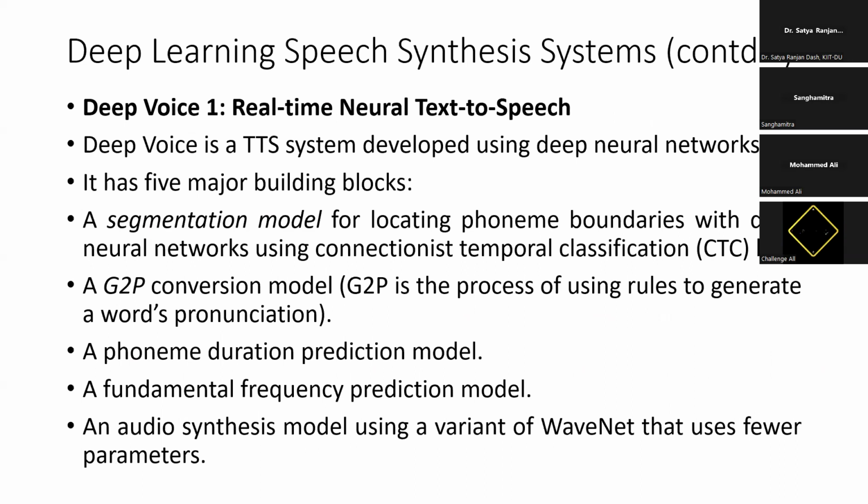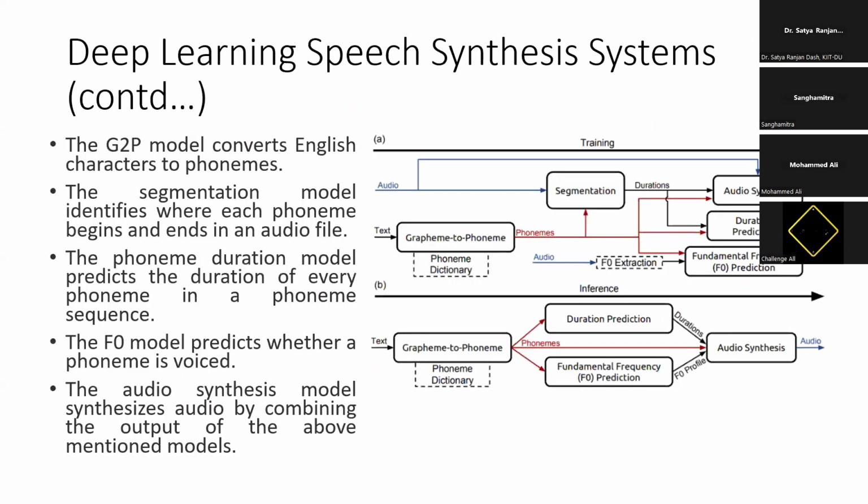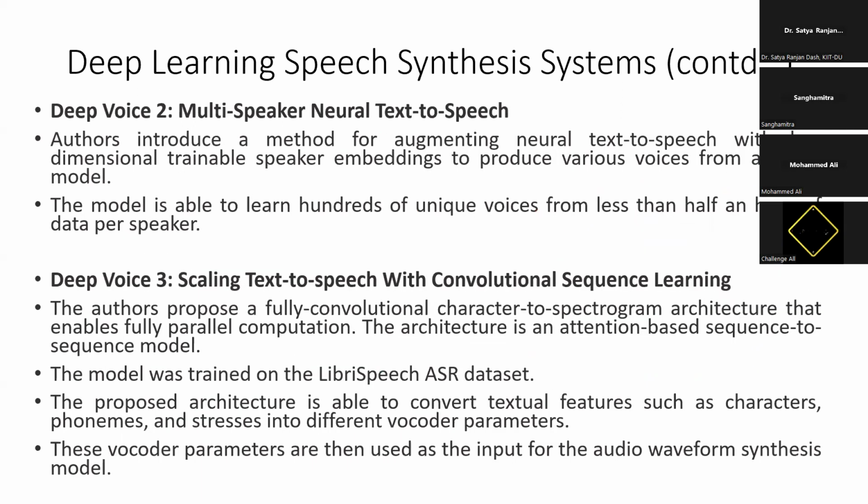Then we have Deep Voice 1, and the architecture and everything is given in the slides. You can refer to the slides. We don't have much time, so I'll just take you through this. So we have Deep Voice 2. Then we have another version of Deep Voice, that is Deep Voice 3, which is using scaling text to speech with convolutional sequence learning.